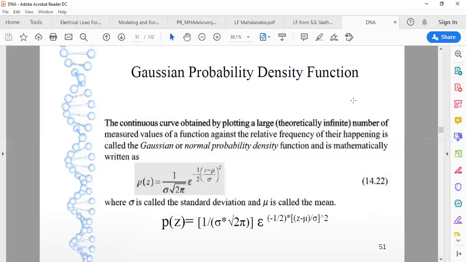Now, basically, the Gaussian probability density function is represented by a curve. This continuous curve is obtained by plotting a large number of measured values of a function against their relative frequency. Now, let's stop here and understand what it tries to say. Suppose my ammeter initially shows 2.5, then after 10 or 20 readings, if I repeat that experiment thousands of times, it may read different values at different points of time.